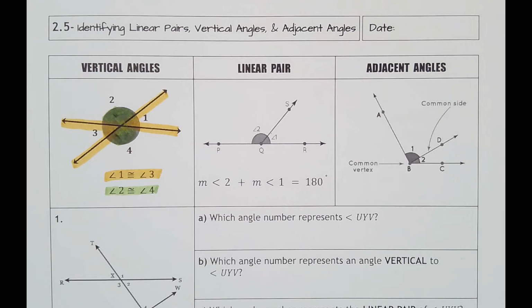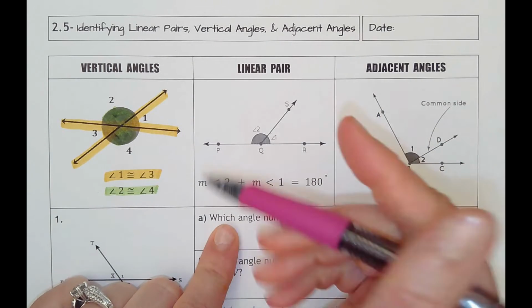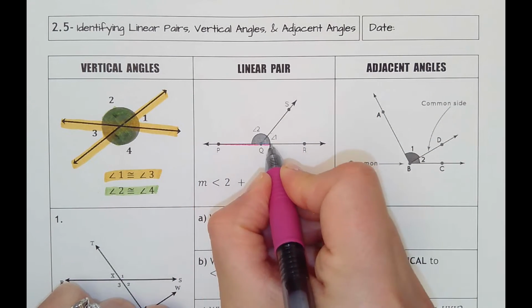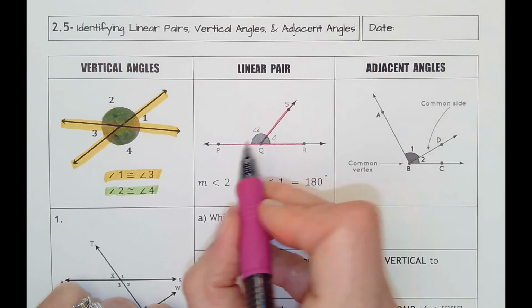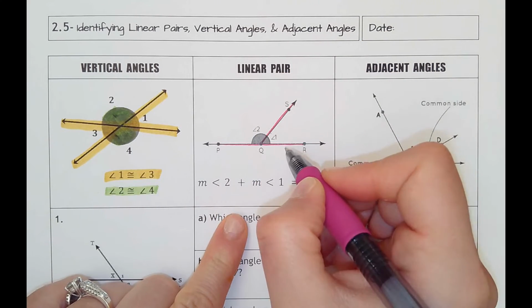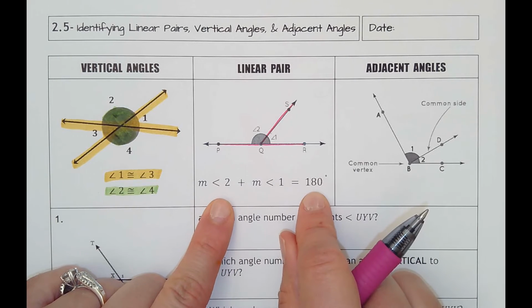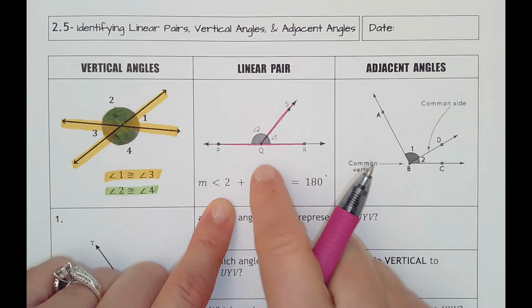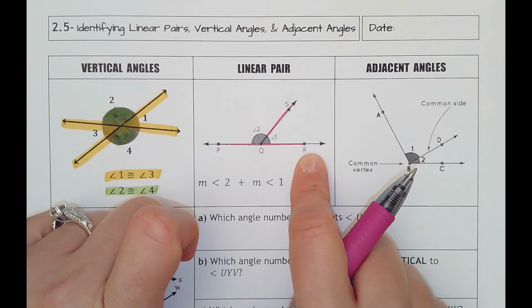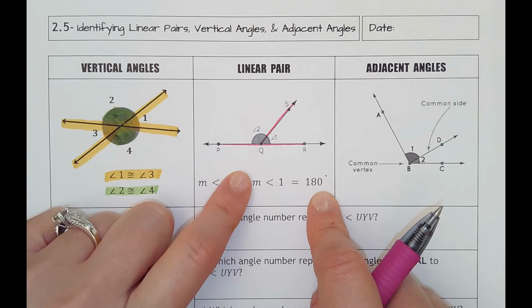A pair means two angles. Sometimes you can have more than two. But what's happening is they are on a line. So we've got this straight line here, and then I've got a ray splitting this line into two angles, 2 and 1. The sum of those measures should always equal 180. So a linear pair are two angles that are side by side on a straight line to make 180 when you add them together.